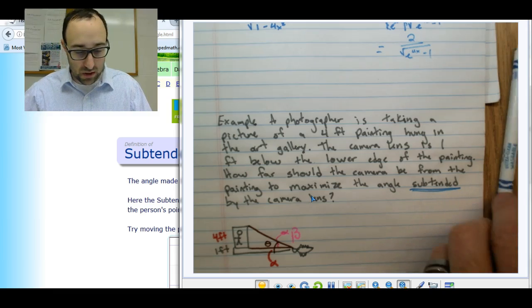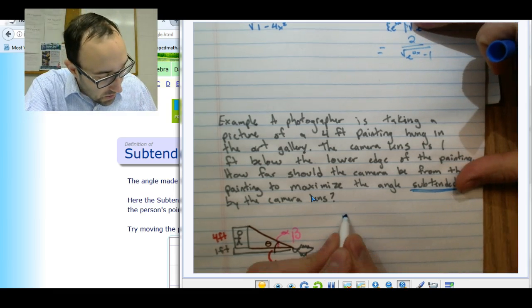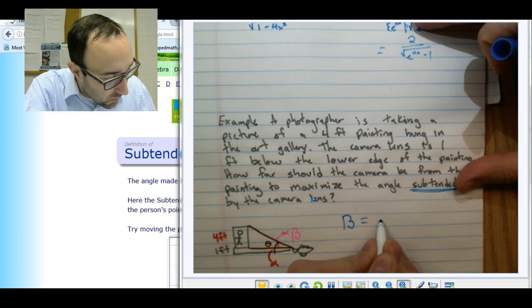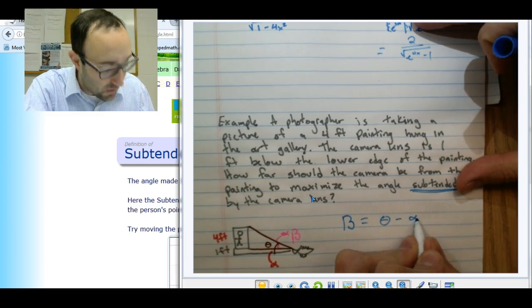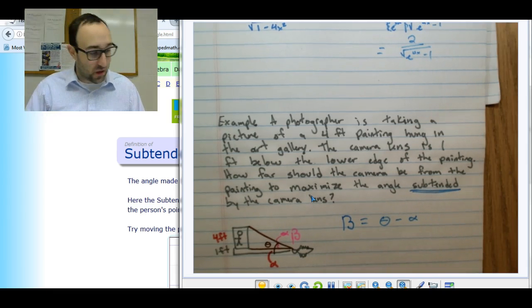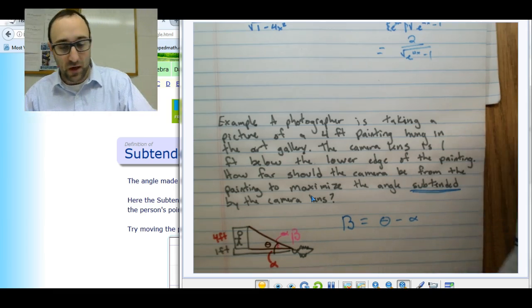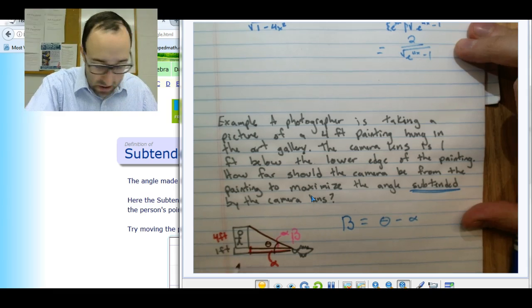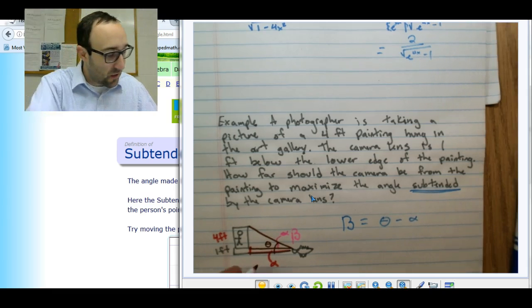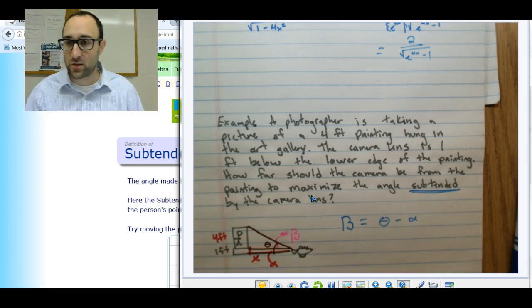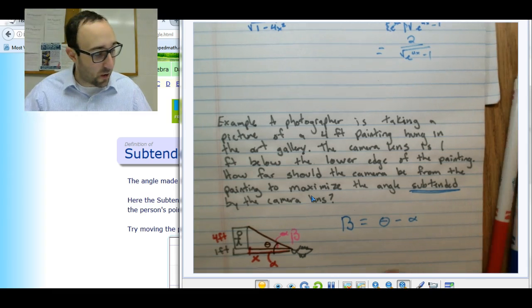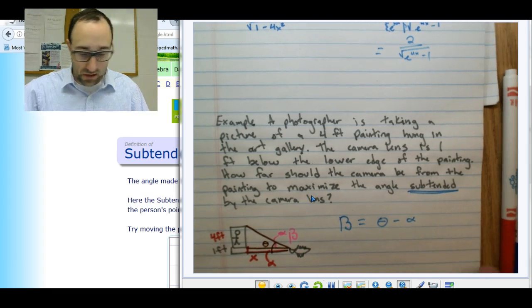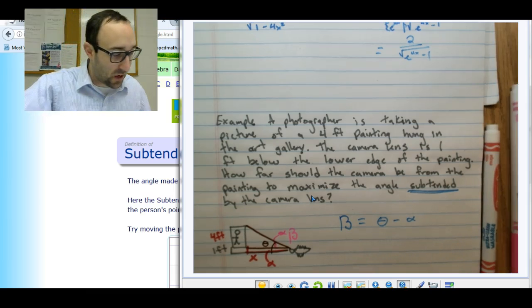This beta angle is going to equal theta minus alpha, right? It's going to equal the big one minus everything. Okay, and we want to know also how far it is from here to the painting. I don't know how far that is. That's going to be x. Let's just put an x there. Now we don't know what beta is. We're trying to figure that out.